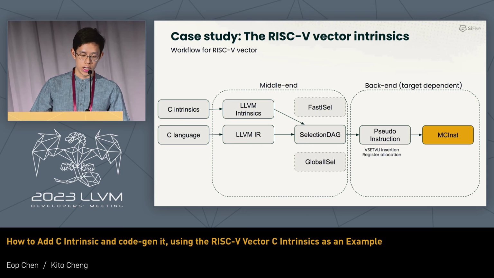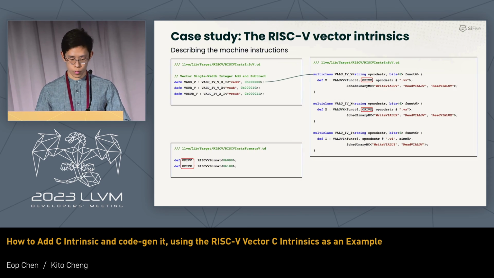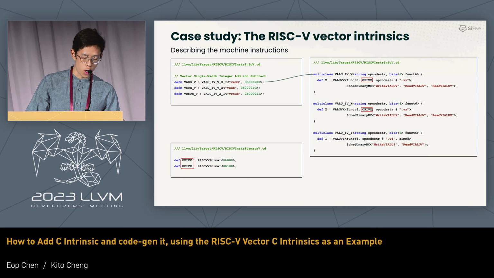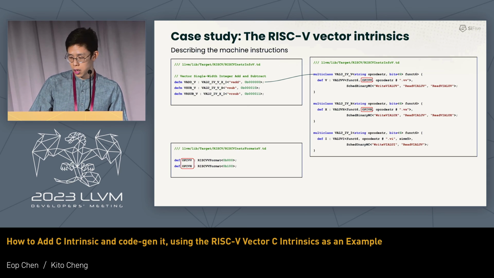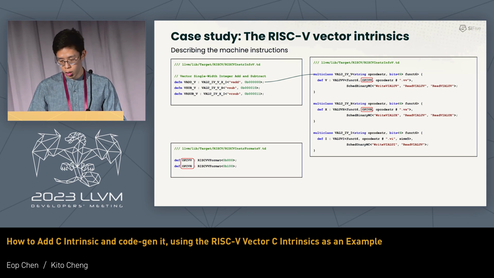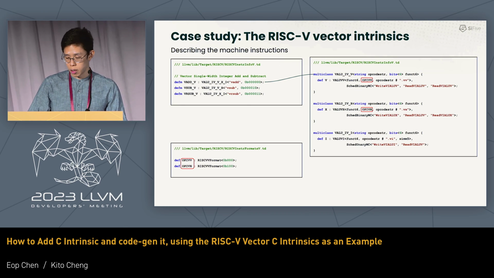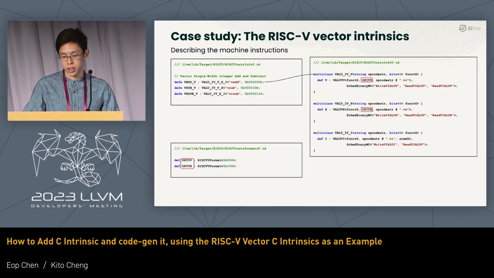Now for the part where we describe the instructions. This illustration shows where we describe the vector instructions under RISC-V instruction info V and RISC-V instruction format V. The encodings come from the specifications of the instruction set architecture.